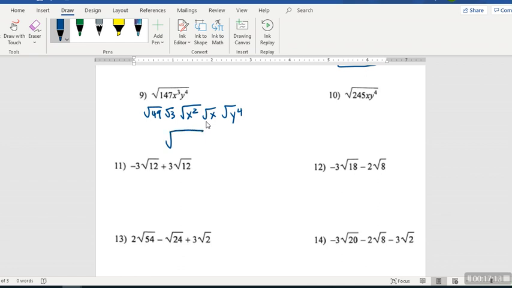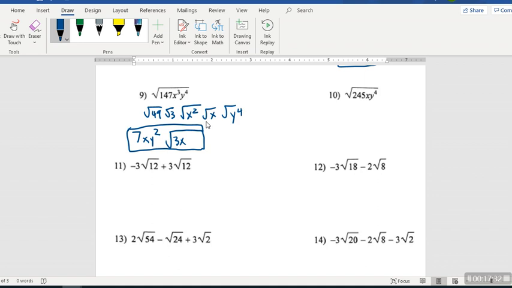All right, we're ready for our final answer. What's the square root of 49? 7. 3 underneath, square root of x squared, x. Even this with 1x underneath, the square root of y to the 4th, y squared. So 7xy squared root 3x.